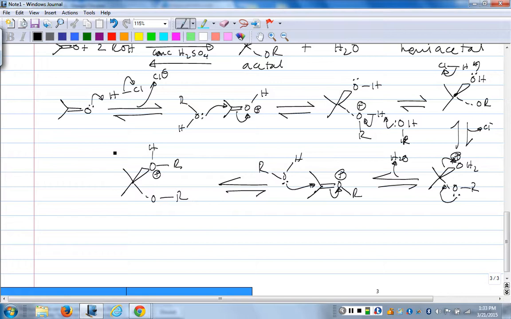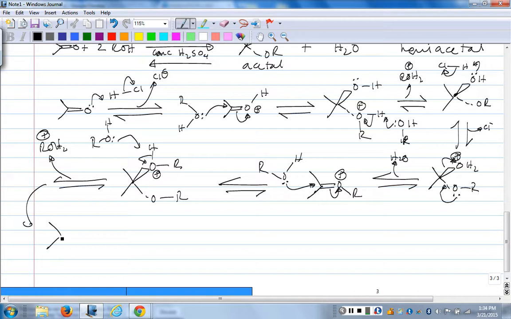And all that is left now is a molecule of the alcohol. Right, it will come in and attack this oxonium ion. I'm going to lose ROH2+, which I should have lost here as well, ROH2+. And that will generate this species, which is my acetal.